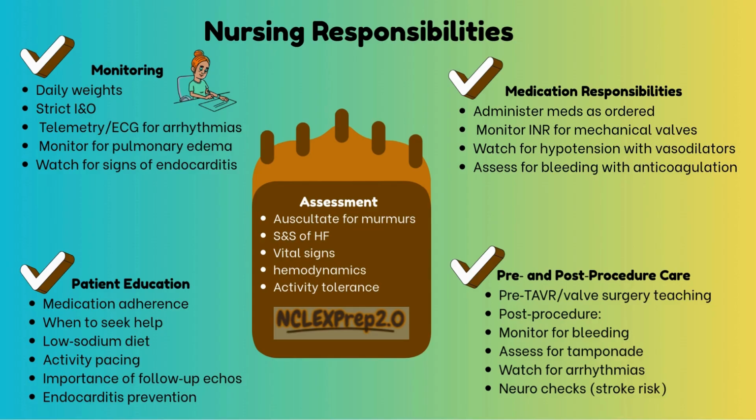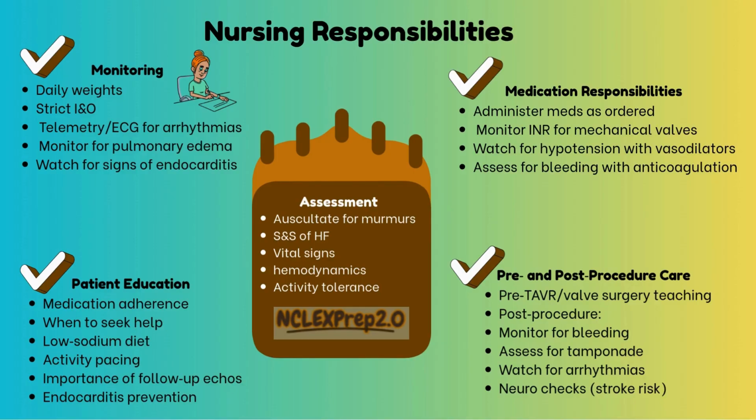Mr. Pass or Mr. Ard. Those are mnemonics to use. Assess for signs of heart failure like crackles, JVD, weight gain, and anything associated with what you found. Monitor vital signs and hemodynamics, and evaluate activity tolerance.